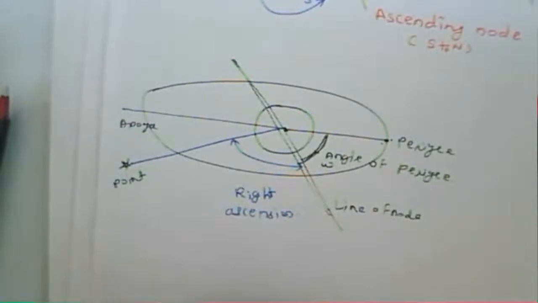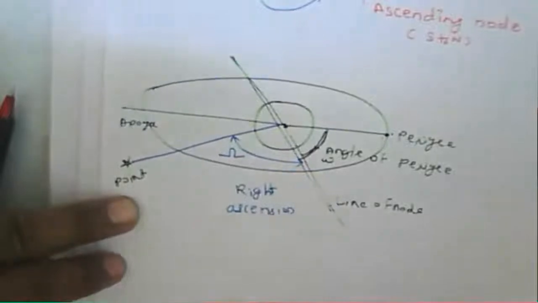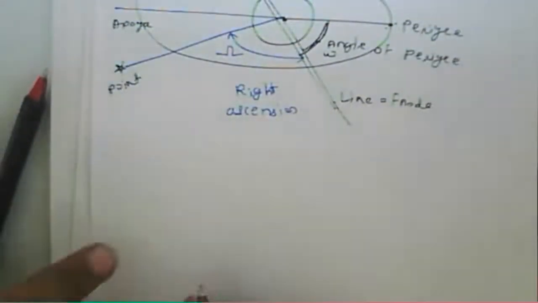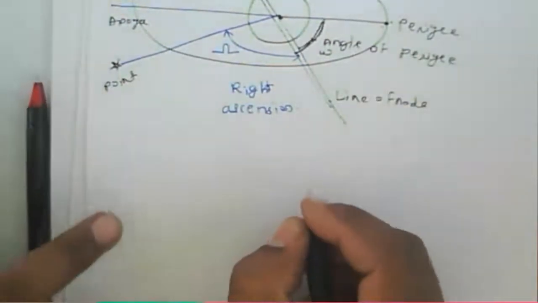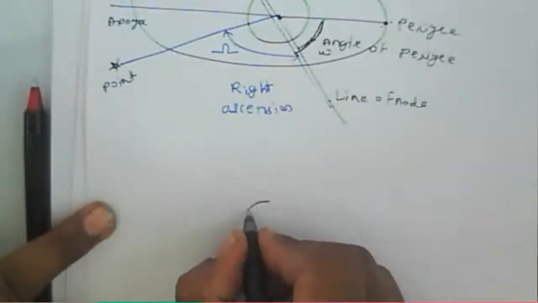Okay, that angle is called the right ascension angle, and that is termed omega. Now, one more point that we have seen is the inclined orbit. What is the angle of inclination?